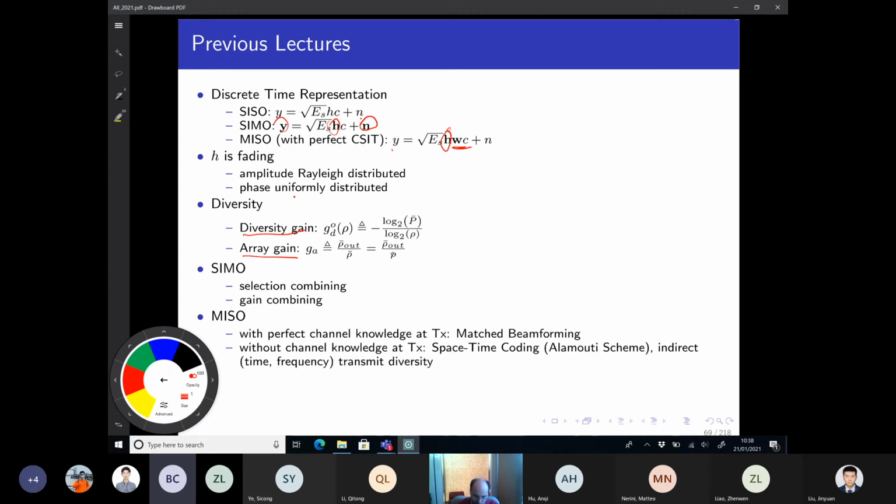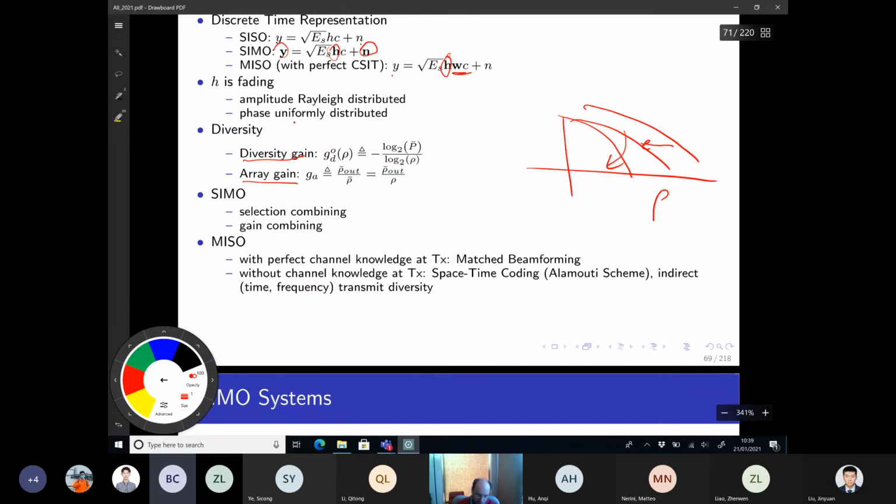And the array gain is how much your average output SNR increases compared to a single branch SNR. So it's a gain in terms of shifting. This is your array gain, a shift along the SNR, and the diversity gain is actually a change of the slope versus the SNR. So SIMO, MISO, selection combining, gain combining. In the MISO case, we had matched beamforming and we had the Alamouti scheme. So those are the main schemes that we looked at.